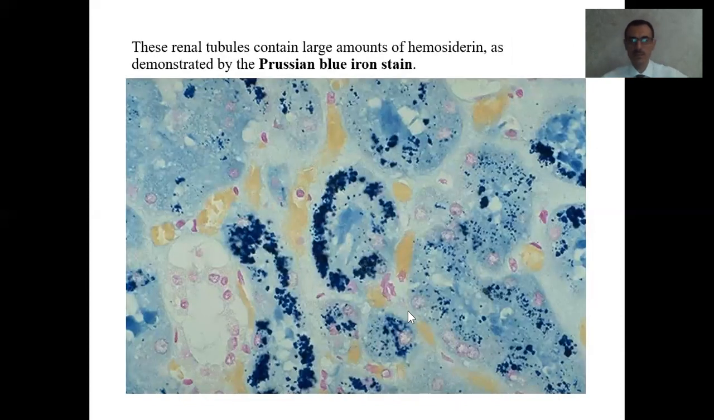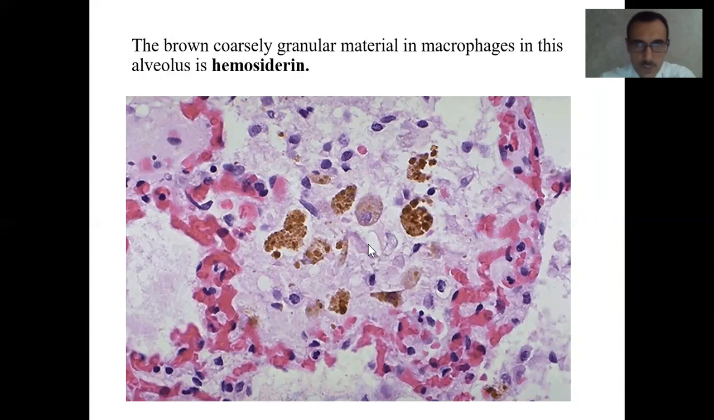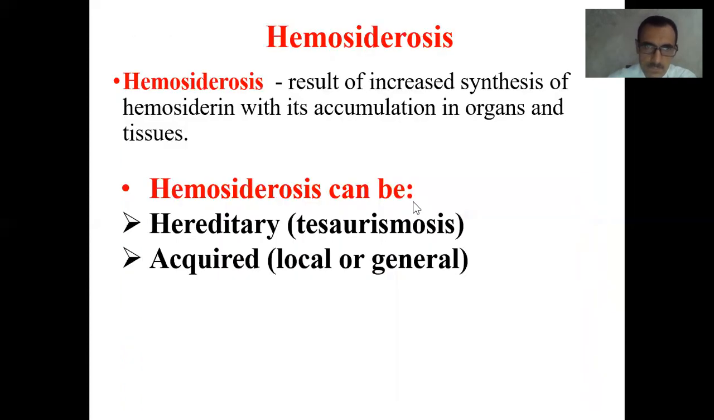Another illustration, a biopsy taken from the kidney, and these renal tubules contain large amounts of hemosiderin after staining by the Prussian blue iron stain. Here you see the accumulation of hemosiderin in this slide. Another biopsy taken from the lung shows brown coarse granular material in macrophages. This is in the alveolus, hemosiderin. Hemosiderosis is the result of increased synthesis of hemosiderin with its accumulation in organs and tissues.